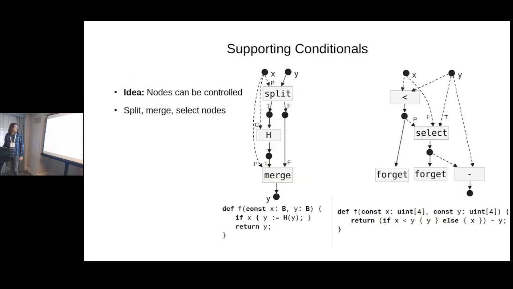So far, we've only looked at straight line code, which is a bit trivial. So let's see how we will deal with if statements. Well, the idea is that we have controlled nodes, which can be turned on and off based on a condition that's stored in a qubit. And the way we deal with values is using the split and merge operations. Split takes an input and a predicate and produces two outputs which only exist conditionally. One output exists if the predicate is true, and the other one exists if the predicate is false.